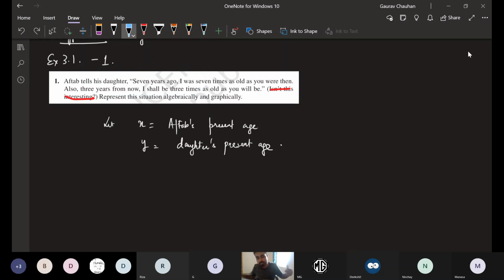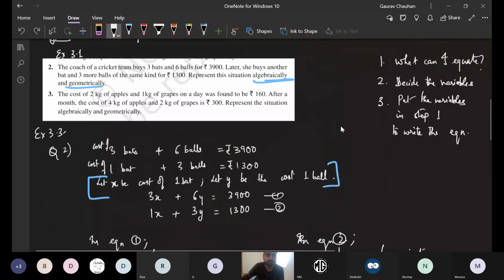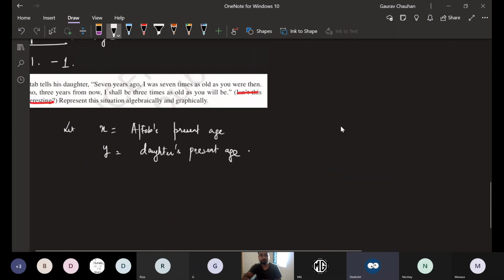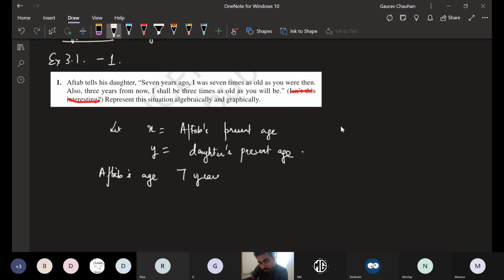Go ahead, let me give Mansa 5 first. Continue, Dikshit. Sir, now we'll take this to 7 years ago. So Aftab's age 7 years ago will be equal to x minus 7. Watch this, everyone. His present age is x, so 7 years ago, his age is x minus 7.